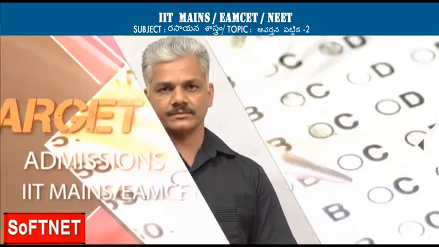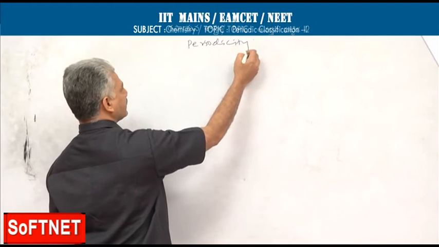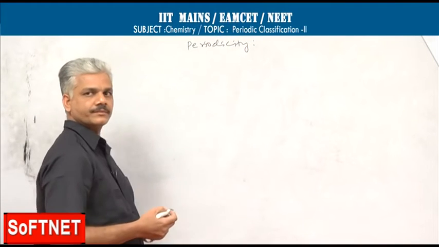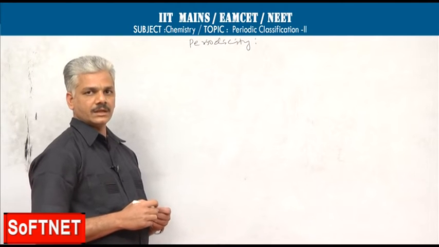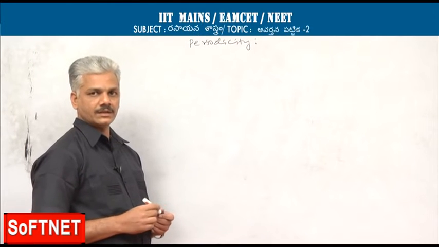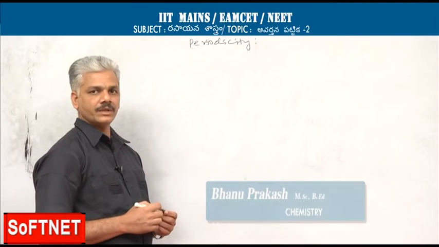Dear students, today we are going to discuss periodic properties and their variations, which is a part of the topic periodic classification of elements. We should begin with the term periodicity. What is meant by periodicity? Anything that gets repeated at regular intervals is called periodicity.